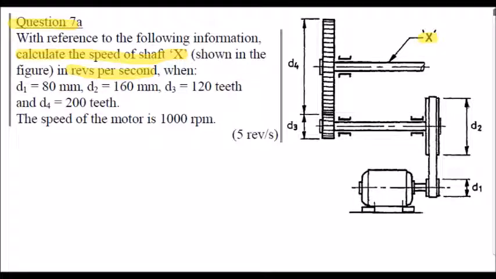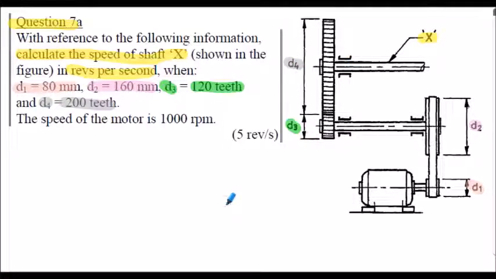We're given some information. Now be careful here. The diameter of gear 1 is 80 millimeters, and the diameter of gear 2 is 160 millimeters. Then they've called it D there, but actually it's not quite D, it's N really. D3 is 120 teeth, so we've got 120 teeth on gear 3. And on gear 4, D4, we've got 200 teeth.